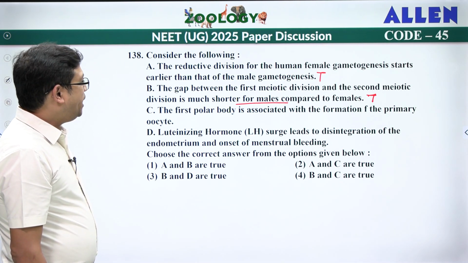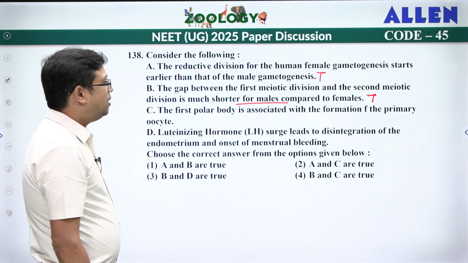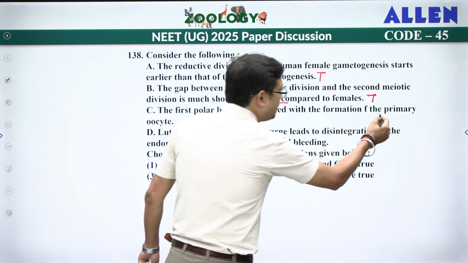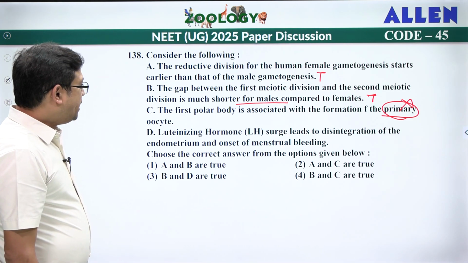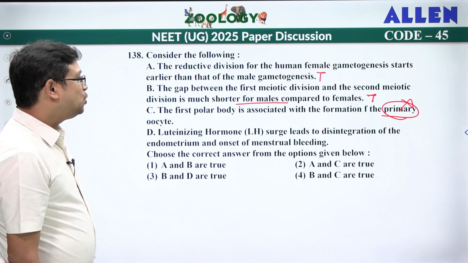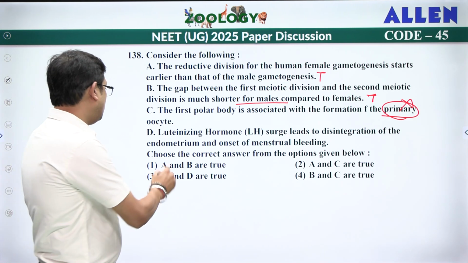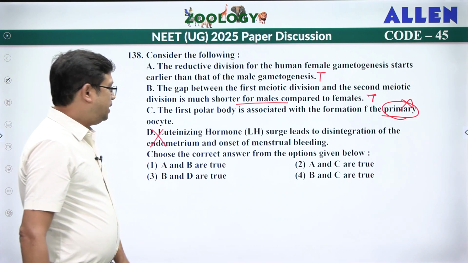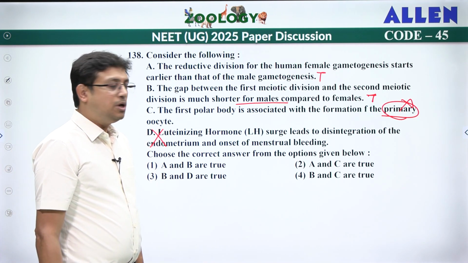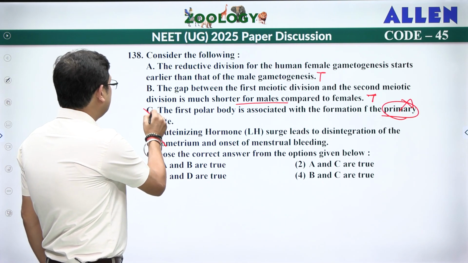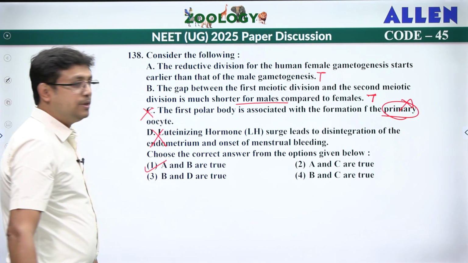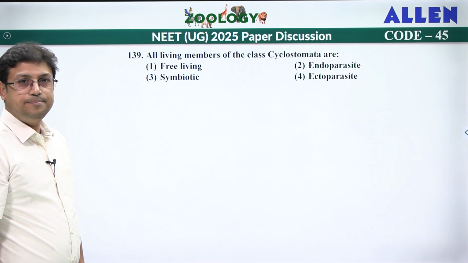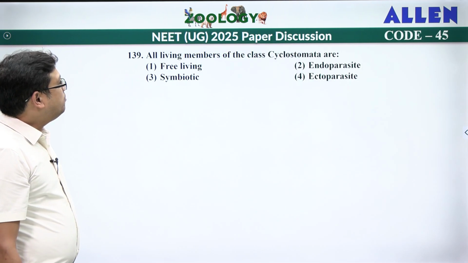The first polar body is associated with the formation of primary oocyte. It is not primary oocyte, right? So, luteinizing hormone surge leads to disintegration of the endometrium. No. Luteinizing hormone LH surge leads to what? Ovulation. So, C and D is wrong. So, right is A and B. A and B are true. First one. Next.